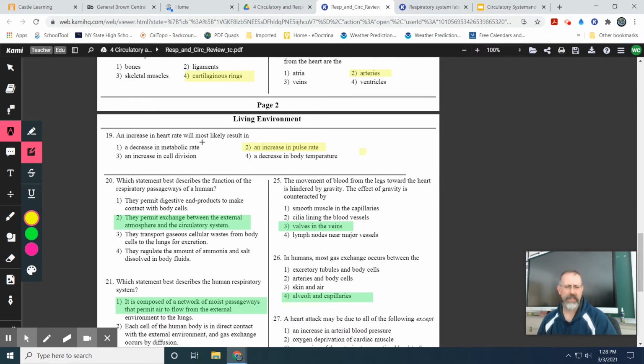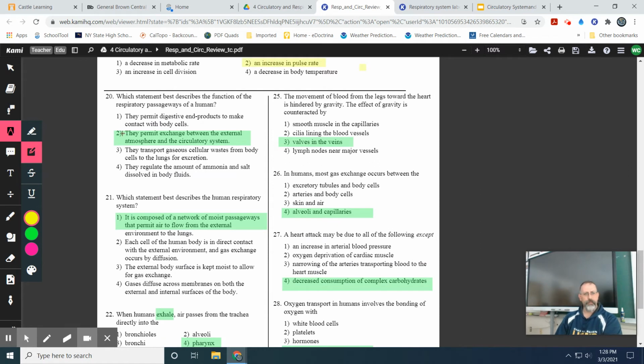An increase in heart rate. This is the dumb question. I mean, this is like an epic question here. Well, your heart rate is your pulse rate, so it's going to cause an increase in your pulse rate. The other ones are not going to make your cells divide more. It's not going to slow down your metabolism. That makes no sense. Decrease in body temperature? I don't think so. So weird, like an oddly simple question. It might trick you into something different because it's so simple, but it's not a trick.